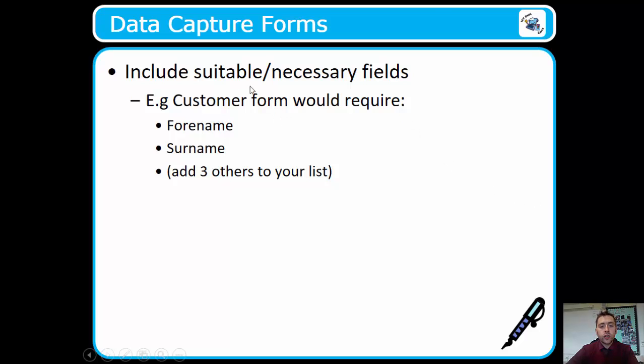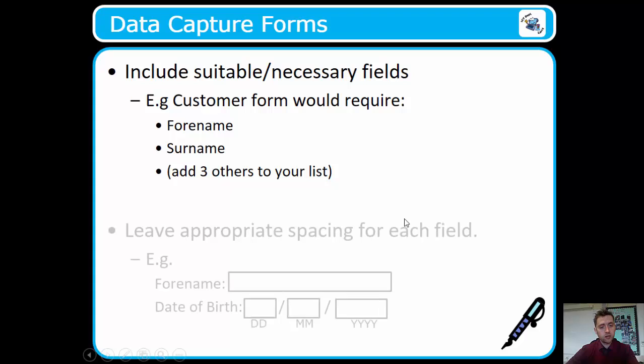You get marks for including suitable or necessary fields. So if they're asking you to create a form to join a library, then you'd need your forename, surname, address line 1, address line 2, age, date of birth, something like that. As long as you've got sensible fields, you're going to be picking up marks.